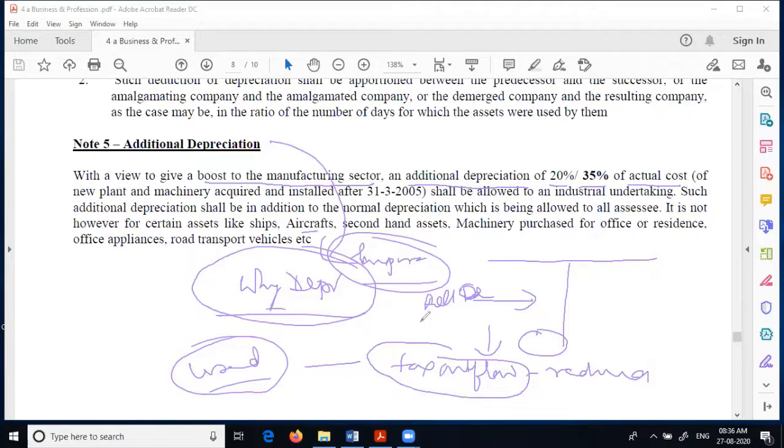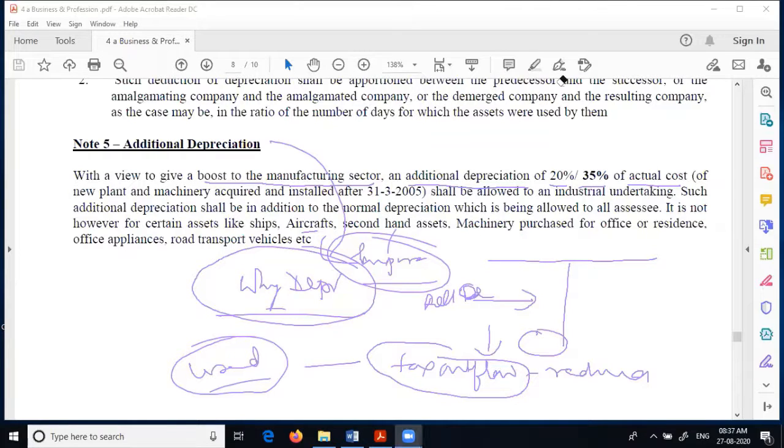Yes. So the idea is, by giving additional depreciation, the idea is that this will help in getting cash. Otherwise, money would have gone as tax. Therefore, in order to benefit the business, so that the money can be used for something constructive, for the purpose of the business. That's the idea. Of course, the government is using it. There's no doubt about it.